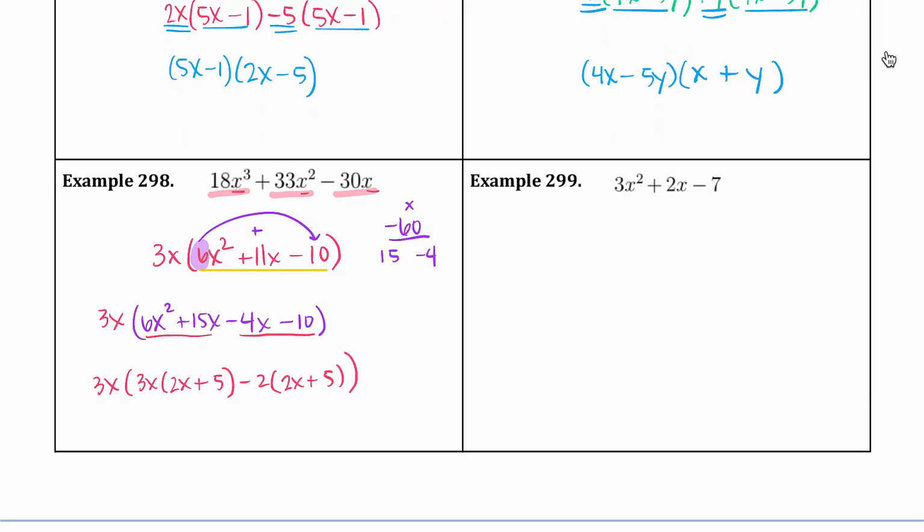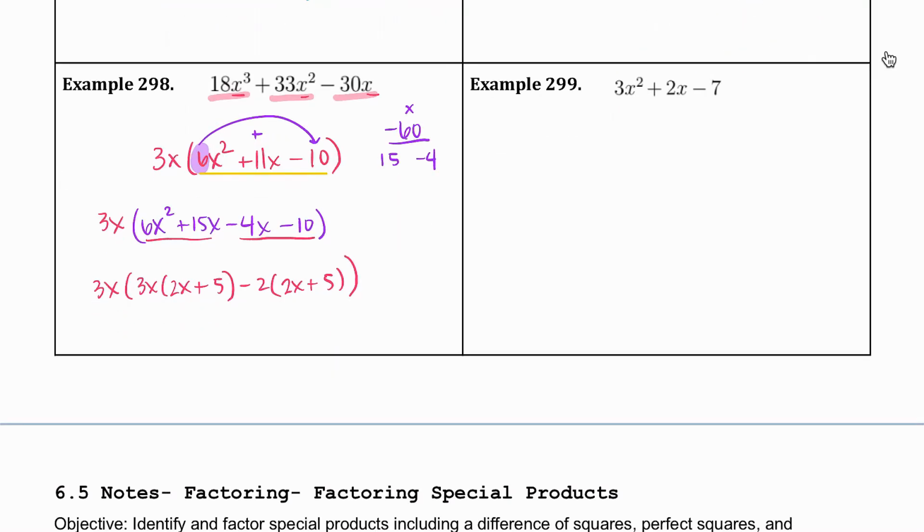Okay, so let's see what our final answer is going to look like. I know this looks a little bit messy. We just have our 3x out in front. Then we're going to have our two other binomial factors. Our matching greatest common factor binomial is this 2x plus 5. If we take that out, we're left with 3x minus 2. So the process is still the same, even if we have to take a greatest common factor out first. It just looks a little bit messier, and we just leave our greatest common factor out in front the whole way through the problem.